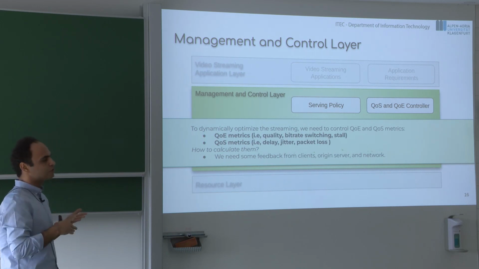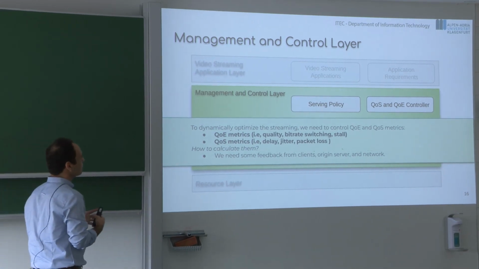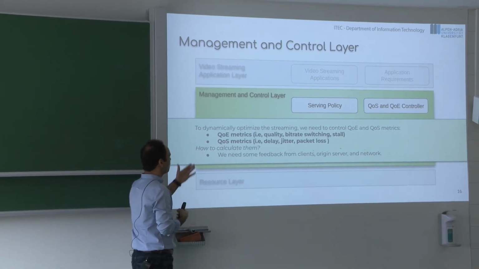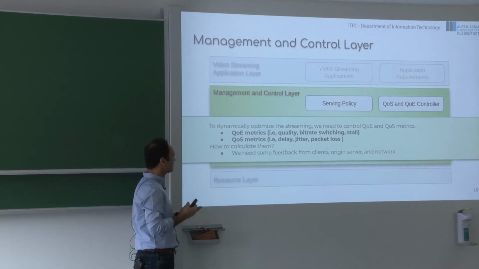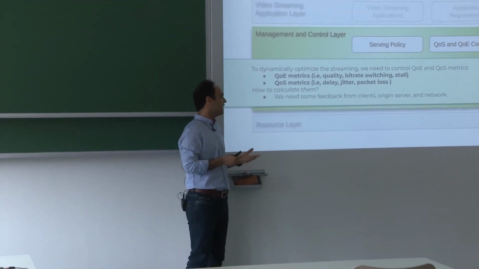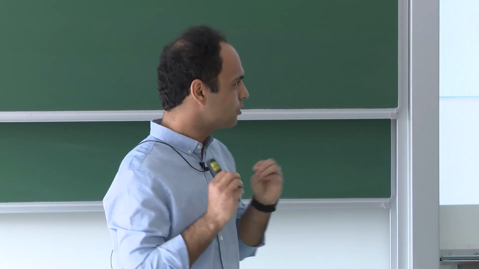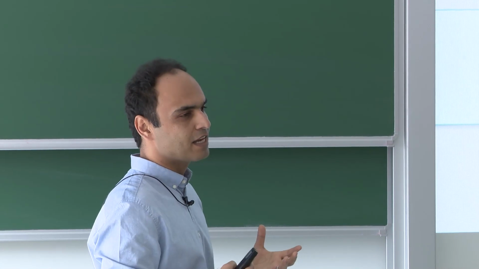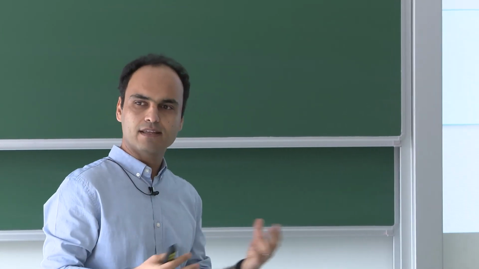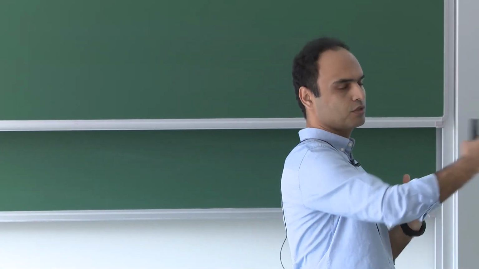Then we need to have a module or a box for QoS and QoE control. During the time of streaming, we need to control QoE and QoS. We have different metrics and we need to measure them. For example, for the QoE metrics, as quality of experience, we have quality, bitrate switching, and stall, and for QoS metrics, we have delay, jitter, and packet loss. Anything related to these main components should be monitored during the streaming. How to calculate them? We need to have some feedback from different elements of the network and different elements of the streaming path from origin to the clients.